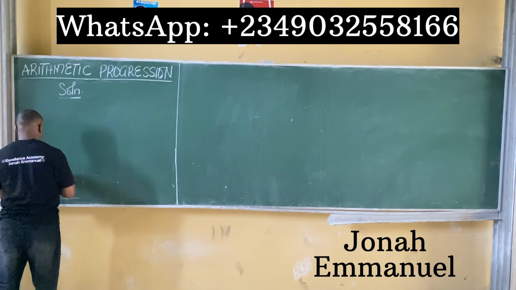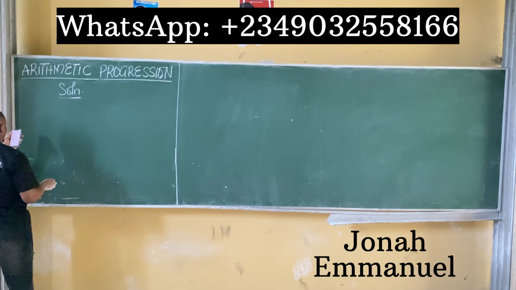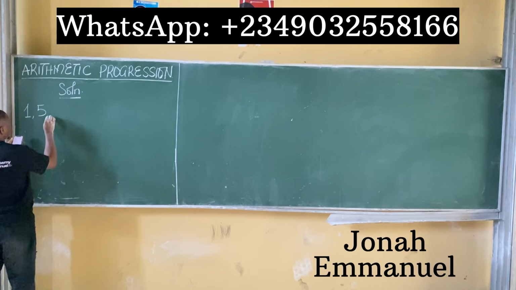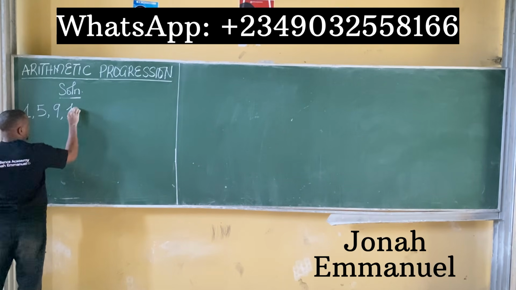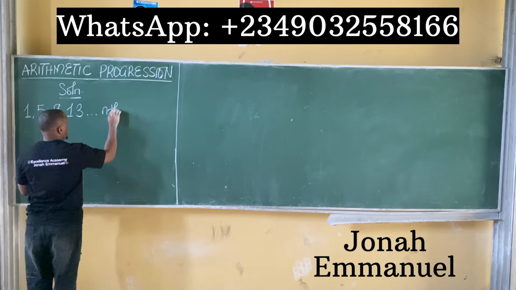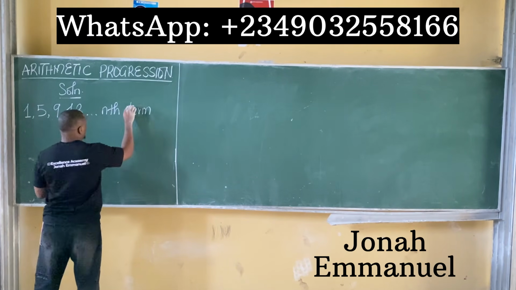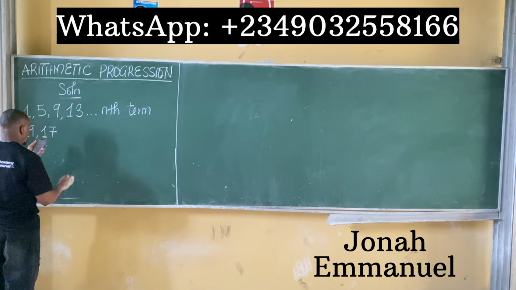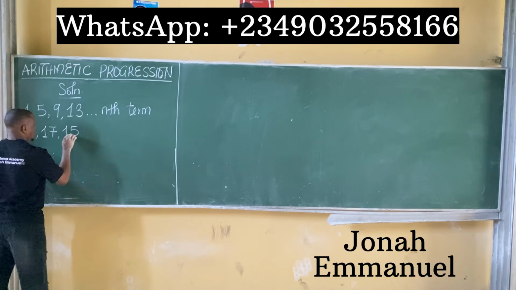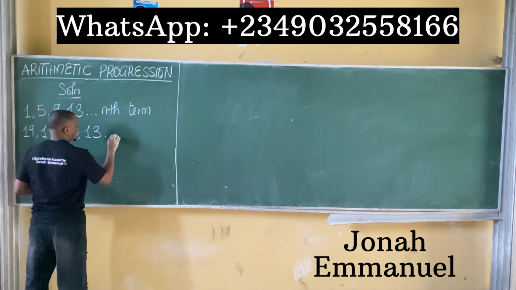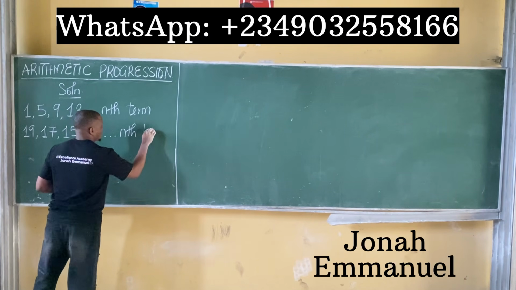Let's copy out the AP. The first AP we have there is 1, 5, 9, 13, and it continues until the nth term. This is your first AP. You're given a second AP there: 19, 17, 15, 13, and that continues again until your nth term.